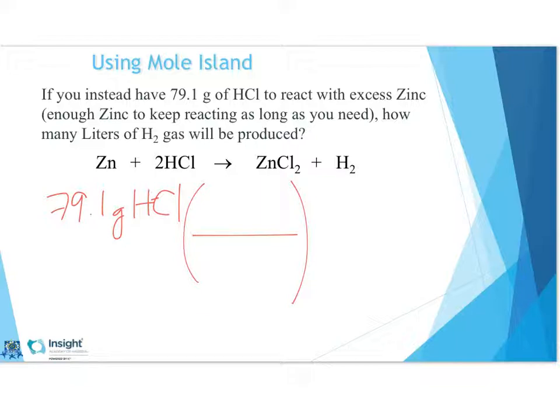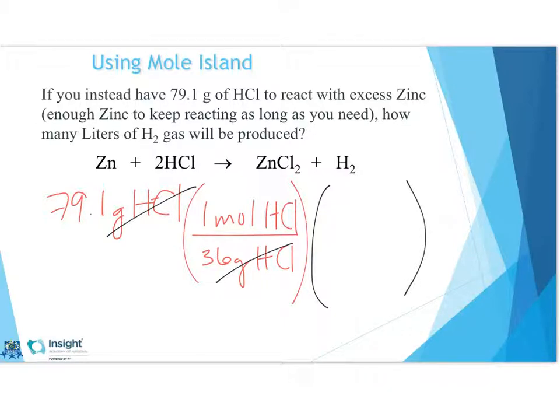I first have to convert to moles. So I'm going to use my molar mass. Let's see, chlorine has a mass of 35 and hydrogen has a mass of 1. So if I add those together, my total mass of hydrogen chloride is 36. So 36 grams HCl, 1 mole HCl. Alright, so grams of HCl has been canceled out.